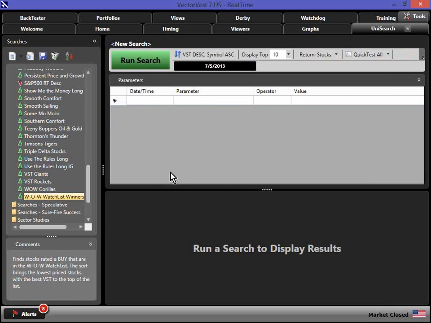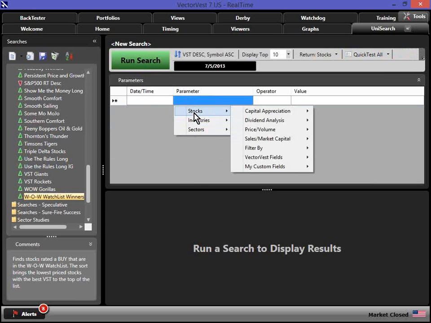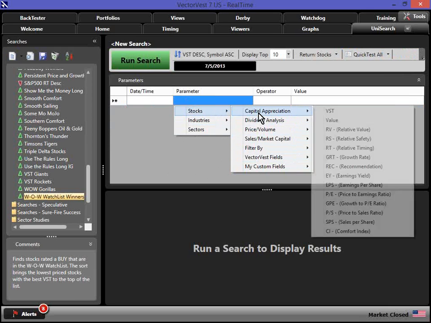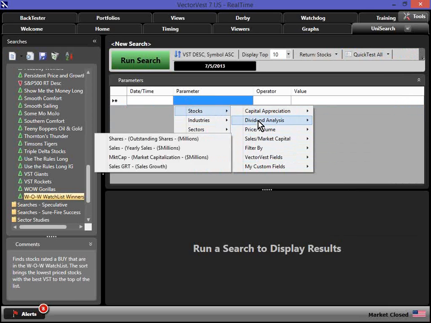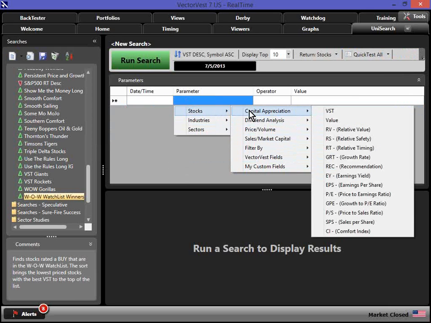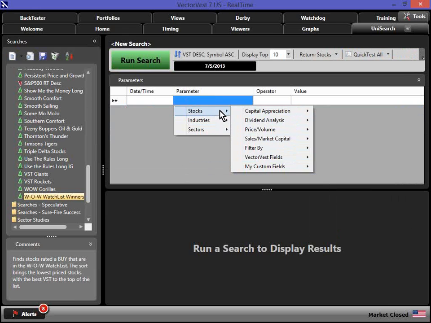So this is what we're going to do. You would come in here to build your own search or to modify searches. You come in here and you click on parameter, and you see there's 3 choices. We're going to focus on stocks, right? Go to stocks, and notice you got the categories here. These are the categories just like we have them in the stock viewer. All right, so we're going to go to stocks.